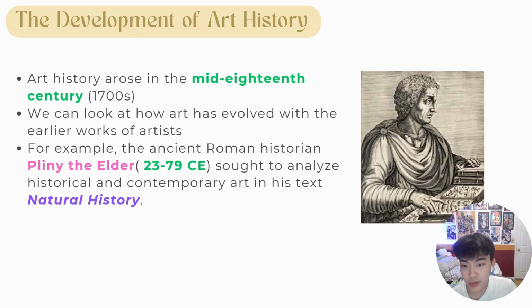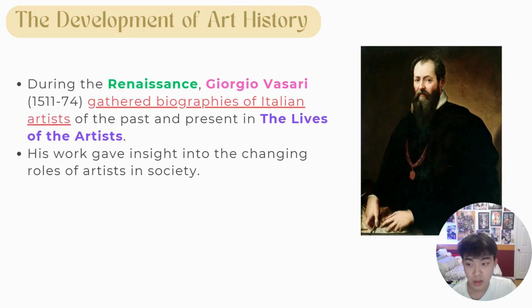Art history arose in the mid 18th century. We can look at how art has evolved with the earlier works of artists. For example, the ancient Roman historian Pliny the Elder sought to analyze historical and contemporary art in his text, Natural History. During the Renaissance, Giorgio Vasari gathered biographies of Italian artists of the past and the present in the Lives of the Artists. His work gave insight into the changing roles of artists in society.